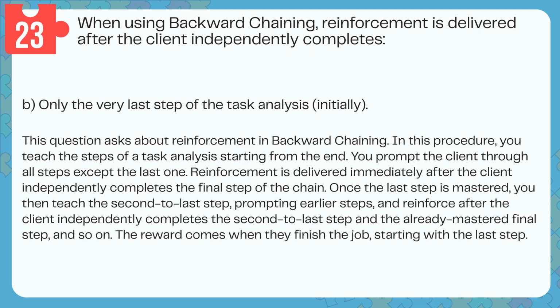Answer: B, only the very last step of the task analysis, initially. This question asks about reinforcement in backward chaining. In this procedure, you teach the steps of a task analysis starting from the end. You prompt the client through all steps except the last one. Reinforcement is delivered immediately after the client independently completes the final step of the chain. Once the last step is mastered, you then teach the second to last step, reinforcing completion of that step, followed by the already mastered final step, and so on. The reward comes when they finish the job, starting with the last step.